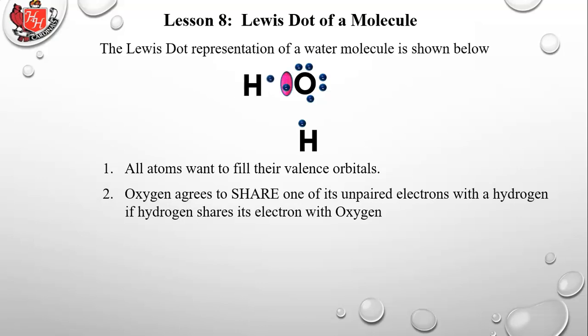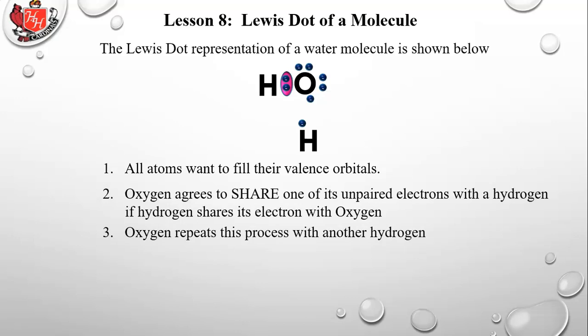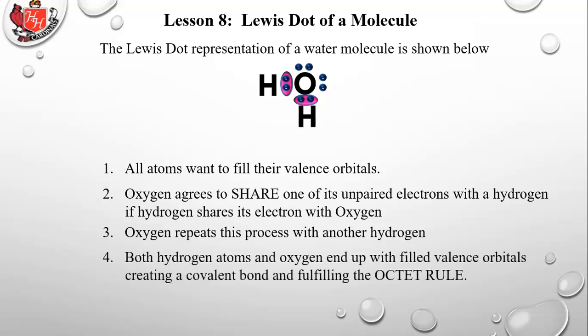So right there, this one comes over and they share their electrons with each other. Oxygen repeats this process with another hydrogen right there, and this one comes up and shares. Both hydrogen atoms and oxygen end up with filled valence orbitals, creating a covalent bond and fulfilling the octet rule. Covalent bonds form molecules. So that's a water molecule. It's a separate structure. Just remember, when you boil water, the water molecules start floating up as steam above the pan. So they break apart from each other and they can form separate independent structures called molecules.